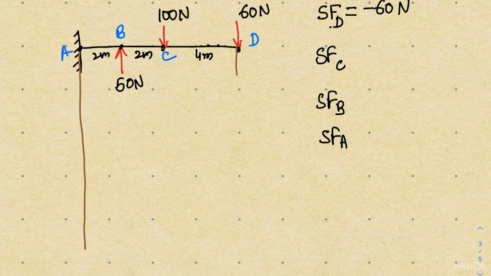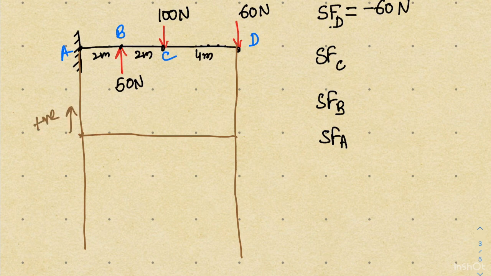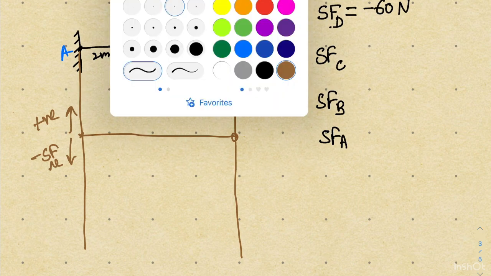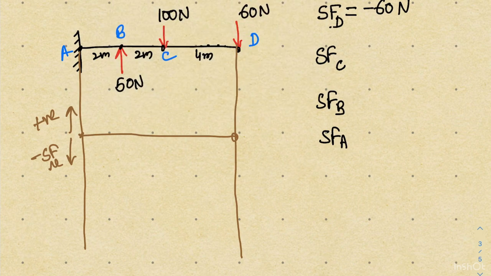So let's make the shear force diagram. This line is representing the beam, and above this line I am going to consider the positive shear force. Below this line the shear force will be negative, and I am starting my shear force from point D. So at point D, I know that the shear force is minus 60, so I am going to make a line in the downward direction representing a magnitude of 60 Newton in the downward direction. As I said, when I am moving from D to C, no other load is coming in my way. That means the shear force will remain constant up to point C.